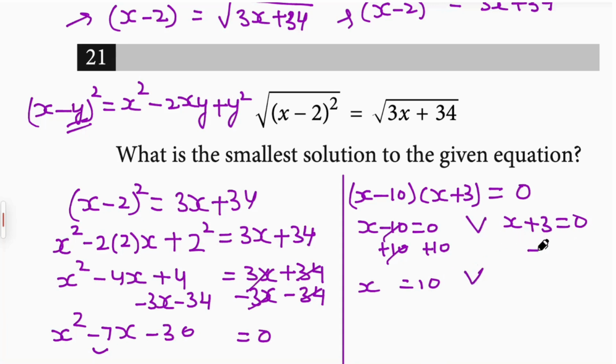Now I'm solving the second one. Subtracting 3 on both sides, this is cancelled. X is equal to negative 3. So x is equal to 10 or x is equal to negative 3. These are the two solutions of this question, but the question is demanding the smallest solution. So out of 10 and negative 3, the smallest number is x is equal to negative 3. So that is our answer.